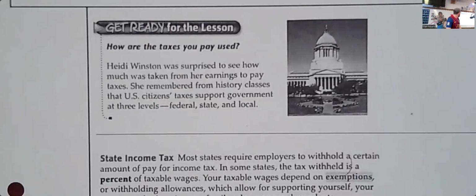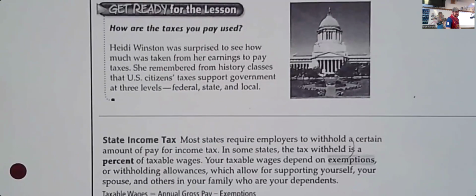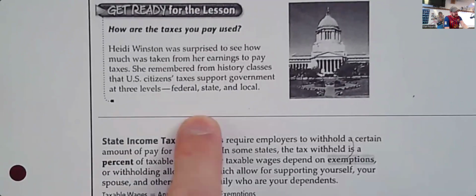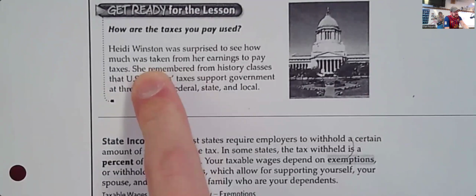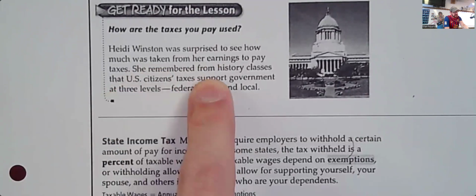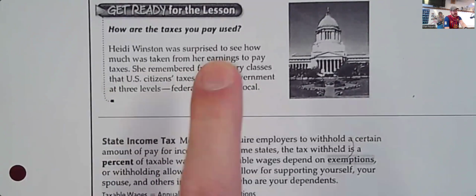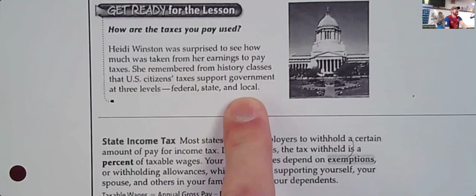So getting ready here. How are the taxes you pay used? We talked yesterday about federal taxes, but state taxes, there's quite a few. Heidi Winston was surprised to see how much was taken from earnings to pay taxes. She remembers from history classes that U.S. citizens' taxes support government at 3 levels: federal, state, and local. Sometimes there are local taxes as well.